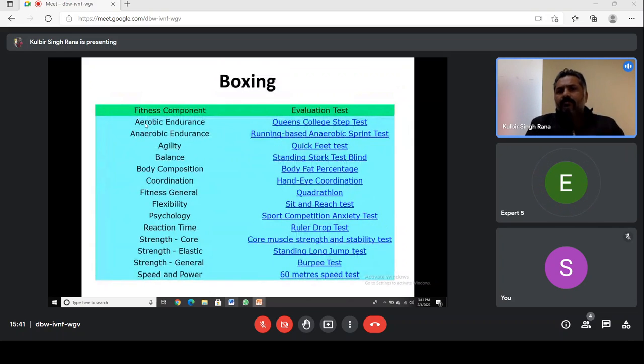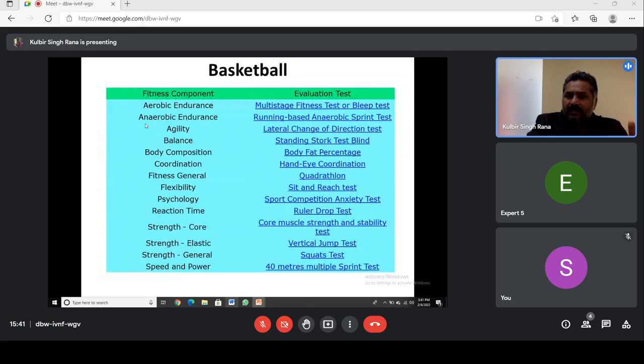Then when it comes to boxing, boxing is basically more of a strength or power driven sport, right? So what we'll be testing: aerobic or anaerobic endurance, we require in almost every sport, right? Then agility, because you have seen boxing needs a lot of agility from here to there, and they need balance on one leg, they'll be moving continuously here and there. So balance is required. Then body composition, coordination, flexibility, psychological testing, reaction time. Reaction time also in boxing is very important. See, when it comes to basketball, the reaction time will also be there.